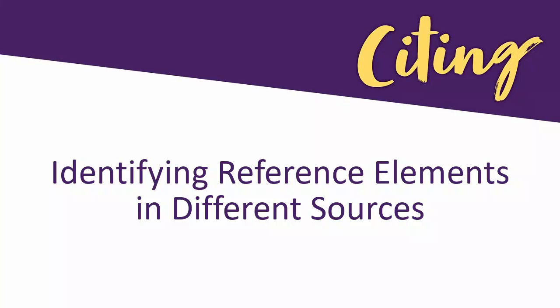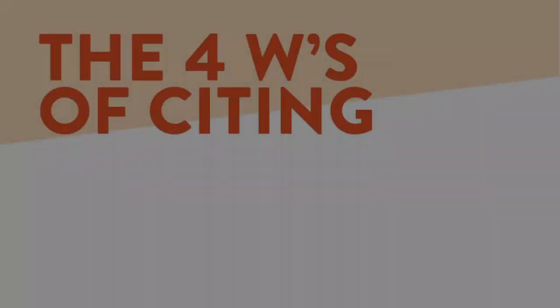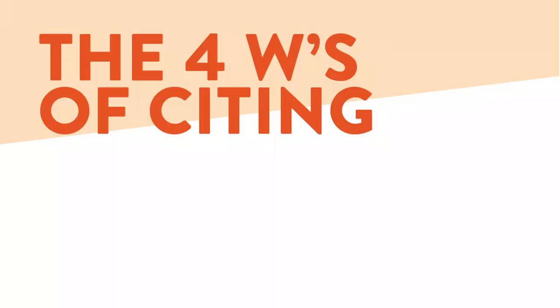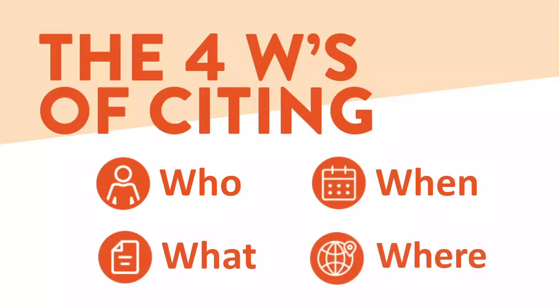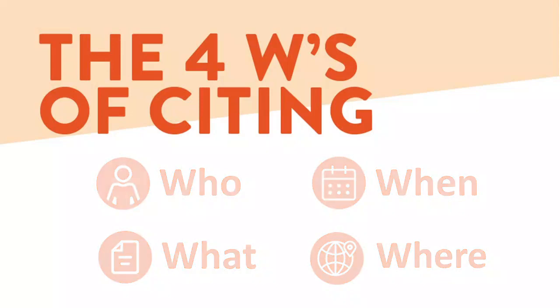In this video, we'll introduce you to identifying reference elements in sources like books, articles, and web pages. When looking for the pieces of information you need to create your reference, it's helpful to remember the 4 W's of citing: who, when, what, and where. These categories will guide you in the types of information you're looking for.